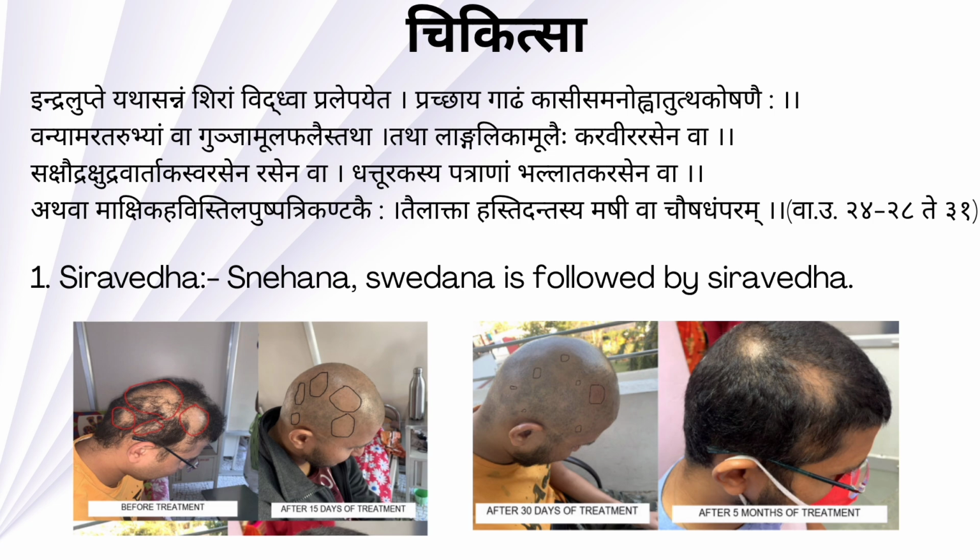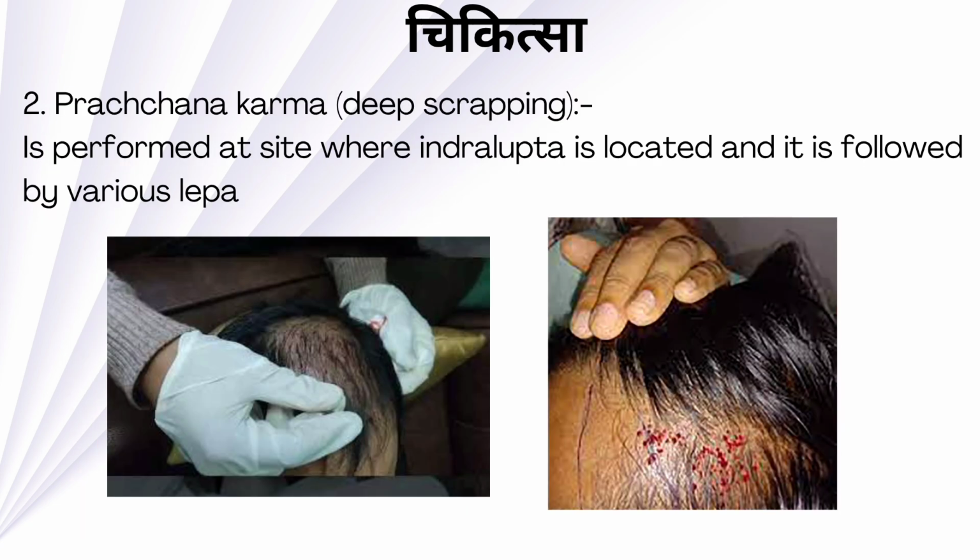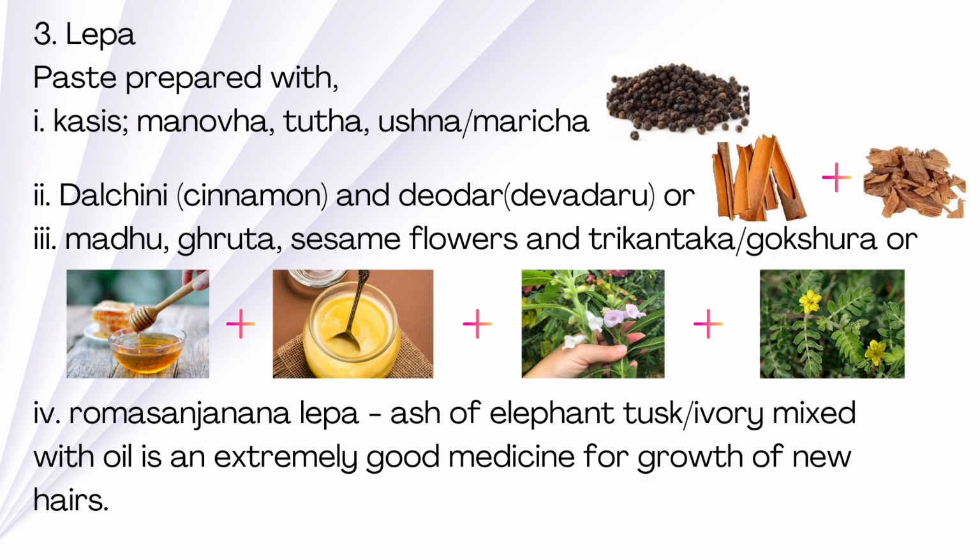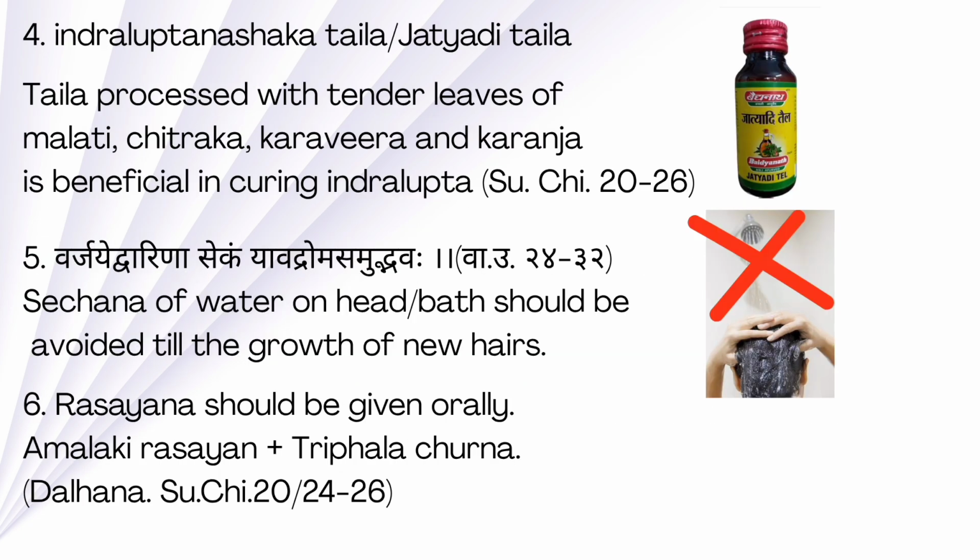Siraveda. Snehana and Svedana is followed by Siraveda. Panchakarma called deep scraping is performed at the site where Indralupta is located, and it is followed by various lepas. Different types of lepas are prepared like Kasisa, Manuvaha, Tutta, Ushna or Maricha. Cinnamon or Devadaru paste is prepared. Madhu, Grita, sesamum flowers and Trikantaka or Gokshura paste is prepared. Roma Rasanjana Lepa is an extremely good medicine for the growth of new hairs.